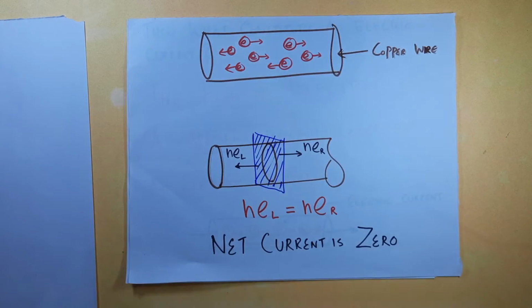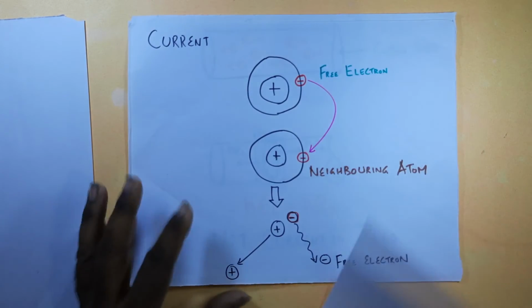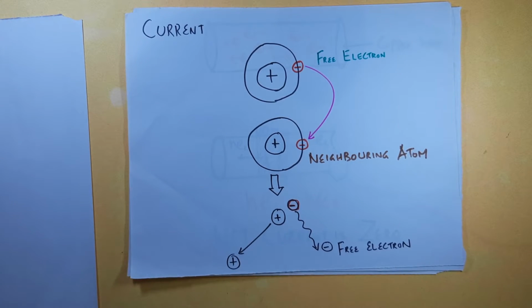For that, we will define what is electric current. For that, you should know something basic about atomic structure. You might have studied in your school days, an atom has a nucleus. In the nucleus, protons and neutrons are bound together, and encircling the nucleus, we have electrons in various orbits.